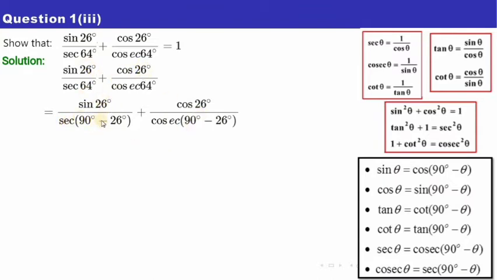Now sec 90 minus theta, where is sec 90 minus theta? Yes, at last we have sec 90 minus theta. It is equal to cosec theta, isn't it? So that's why this becomes cosec theta, and theta here is 26 degrees. Now cosec 90 minus theta. The second last formula is cosec 90 minus theta is sec theta. So that's why this becomes sec theta, and what is theta?